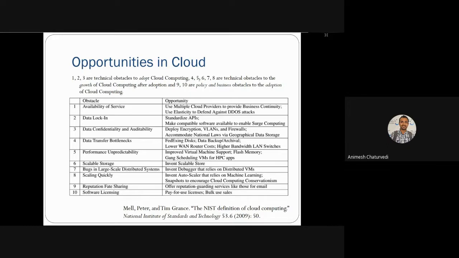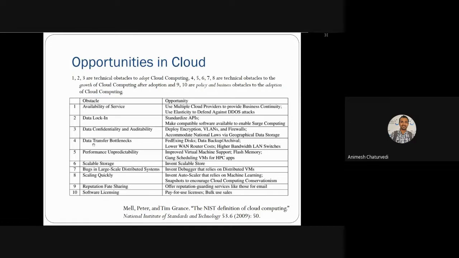Then next, 4, 5, 6, 7, 8 are basically technical obstacles when it is required to evolve cloud computing. Means when there is growth of the cloud computing model, then these 4, 5, 6 and 7 happen. So you have already developed a cloud computing environment and your company is providing it. What happens? Data transfer bottleneck happens. So disk transfer is required, high bandwidth is required, and then performance unpredictability happens. Virtual machines need support, flash memory should be better, and virtual machines have to be managed.